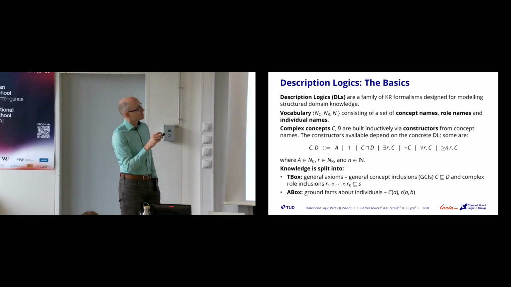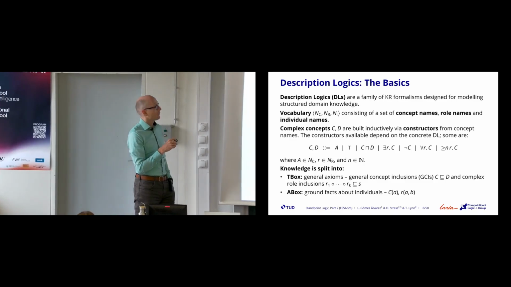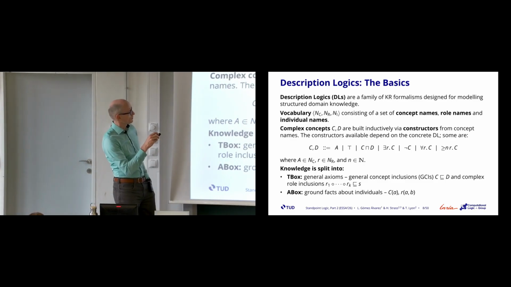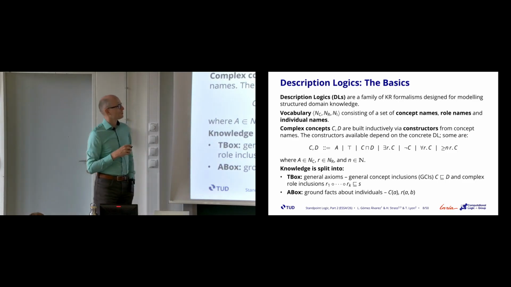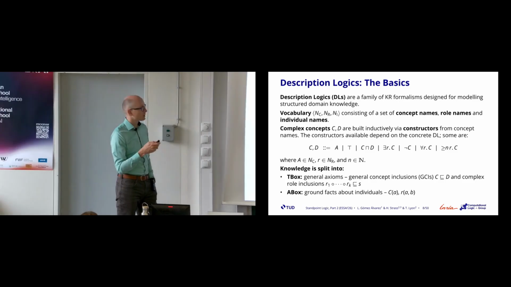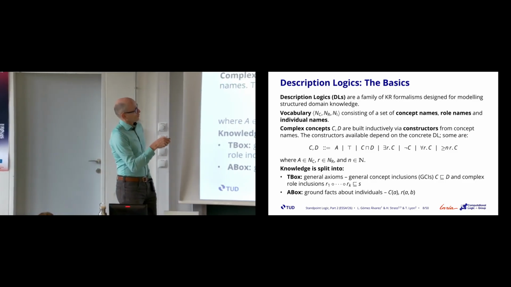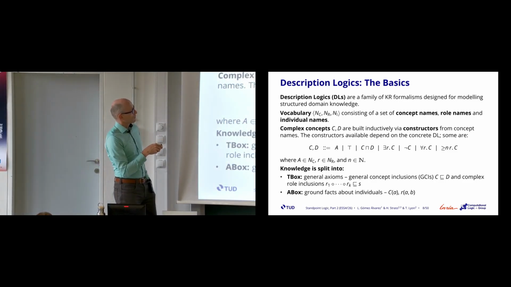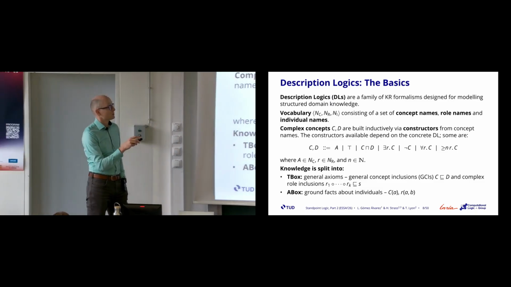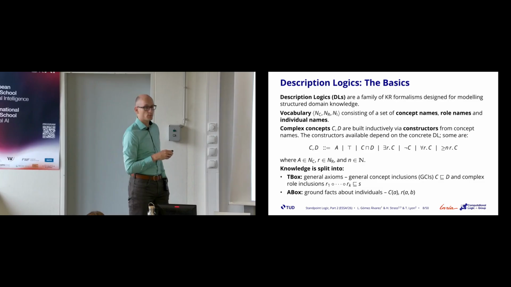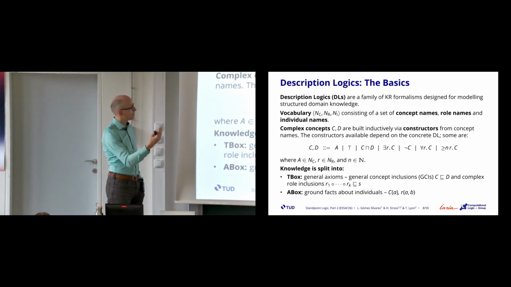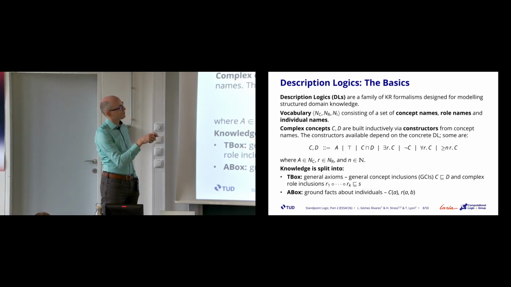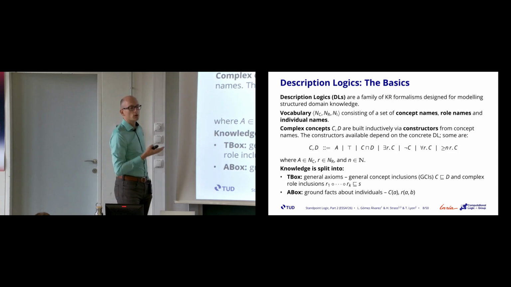The starting point is having a vocabulary consisting of these three sets. So you have concepts that correspond to unary predicates. So expressing properties of objects. You have roles, which basically correspond to binary predicates, so relations between individuals. And then you have individual names, and they correspond to concrete named individuals.